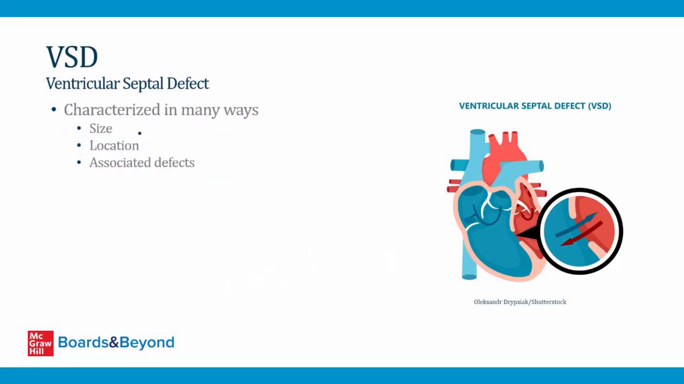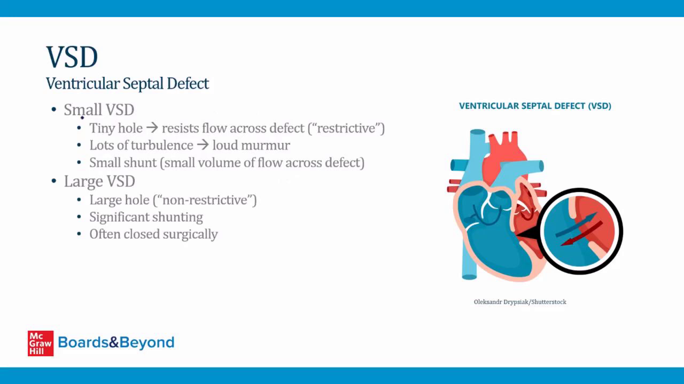There are many ways that VSDs are characterized. One of the most important ones to know for the Step 1 exam is by size, and I'll talk about this in a minute, but they're also characterized based on their location and based on whether or not they occur alone or with associated other defects in other parts of the heart. So the size of the VSD is very important in babies born with one of these shunts.